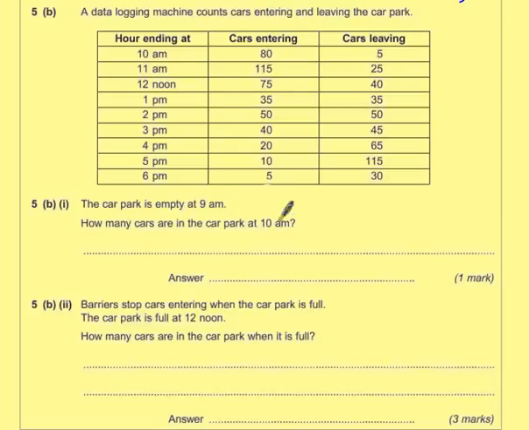How many cars are in the car park at 10 AM? So we're just looking at the first row here. At 10 AM we've got 80 cars entering and 5 leaving. So 80 subtract 5, at the end of the hour we're left with 75 cars in the car park at 10 AM. So our answer is 75.